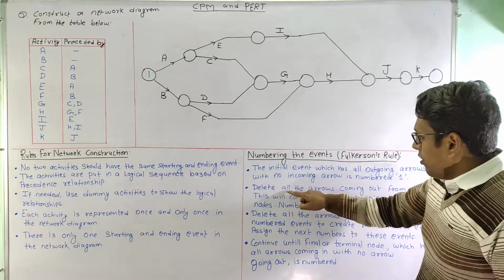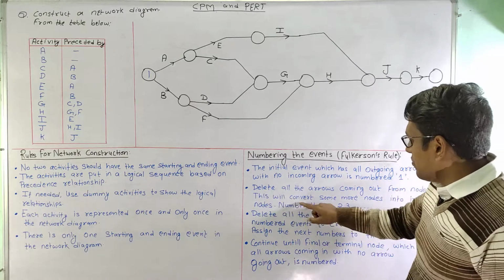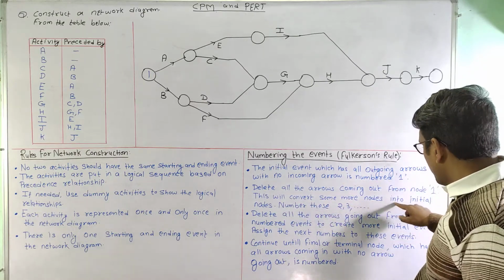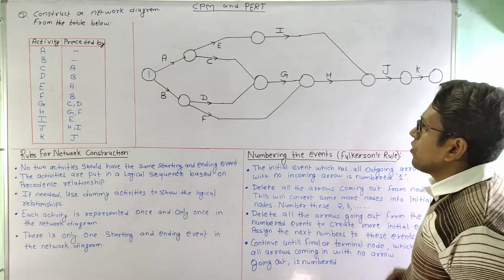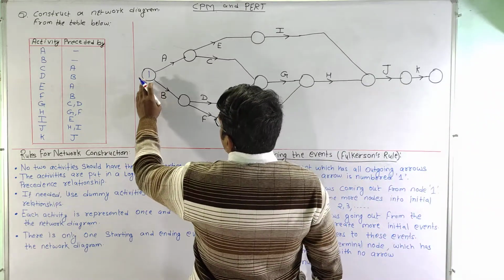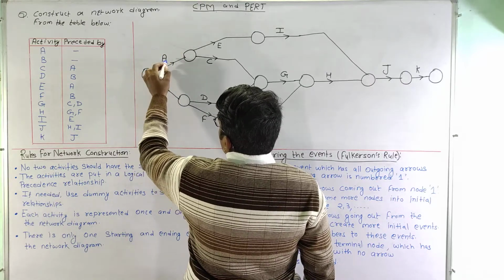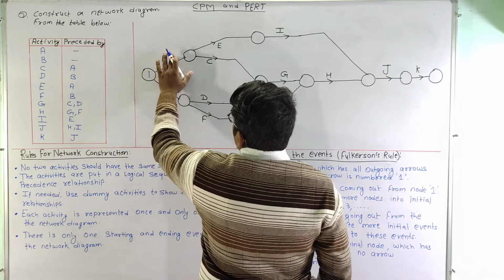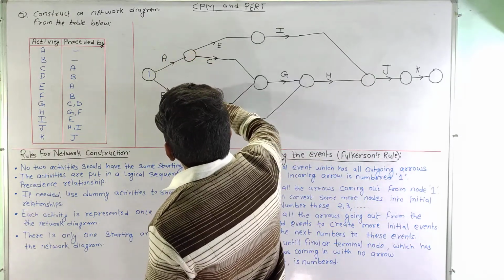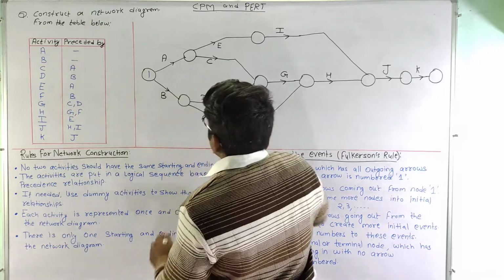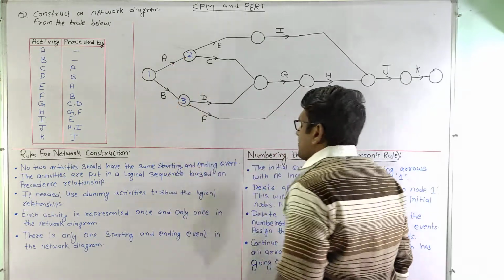Now delete all the arrows coming out from the node 1. This will convert some more nodes into initial nodes. Number these 2, 3 and so on. So we will assume that the outgoing activities from this particular node are deleted, and now after deletion of these activities there are 2 initial nodes that appear, so we will number them as 2 and 3.